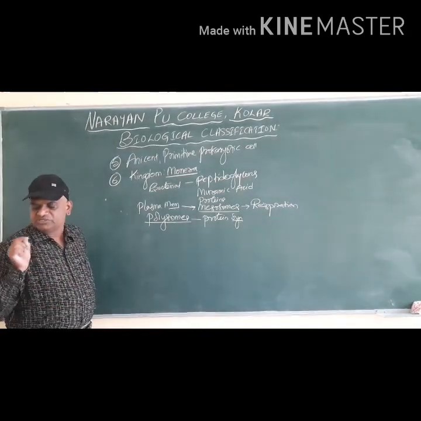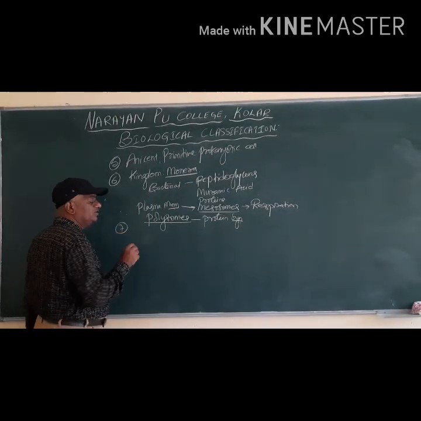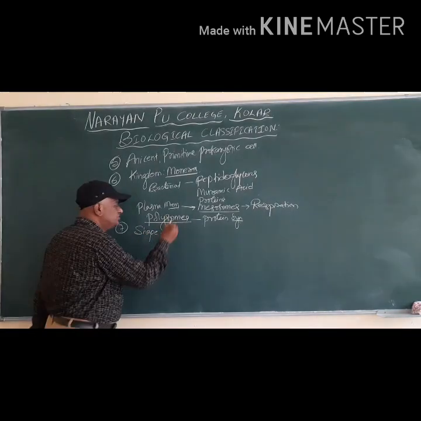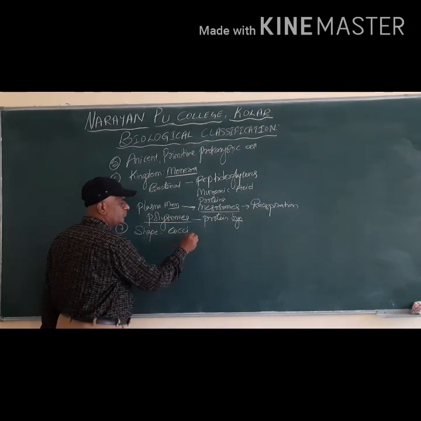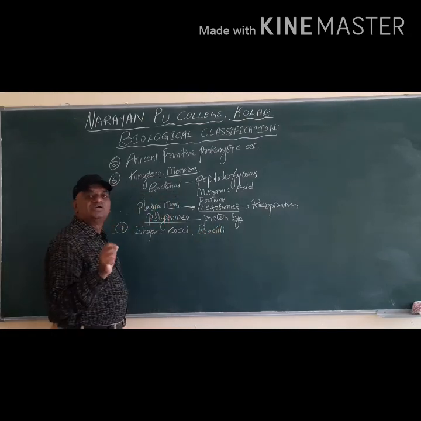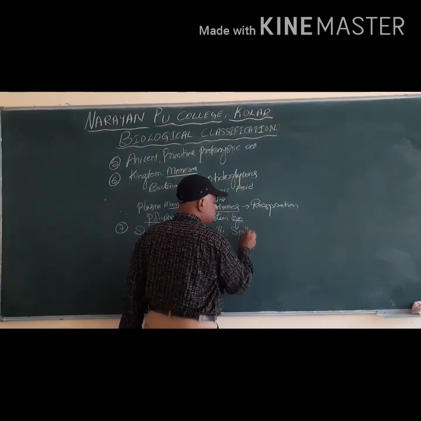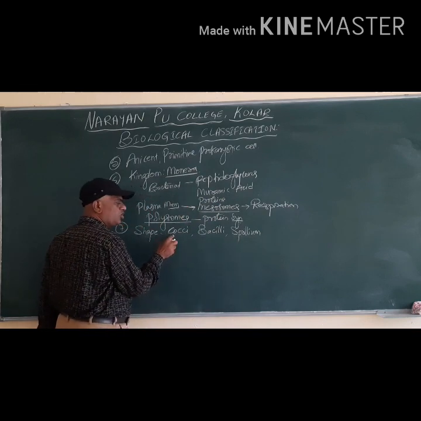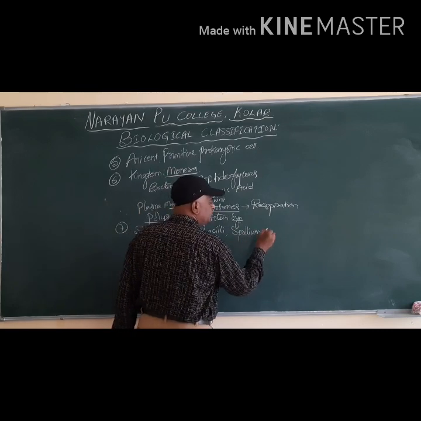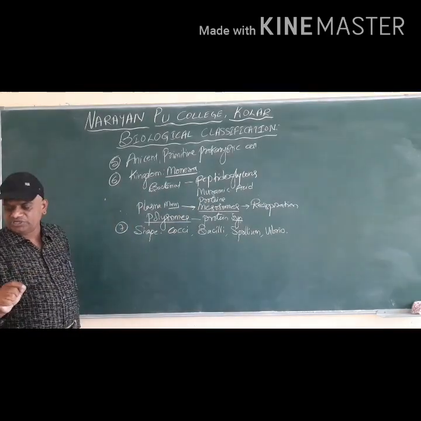The next question is, classify the bacteria based on the shape. The spherical shape is called cocci. The rod shaped bacteria is called bacilli or bacillus. The coil shaped is called spirillum. The comma shaped is called vibrio. So this is the classification based on the shape.